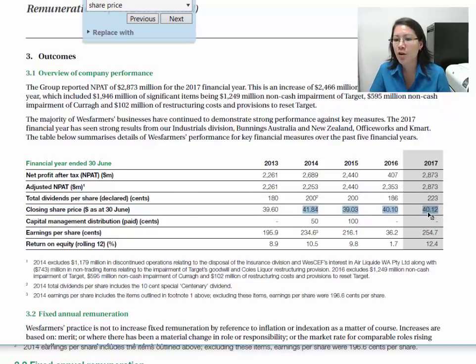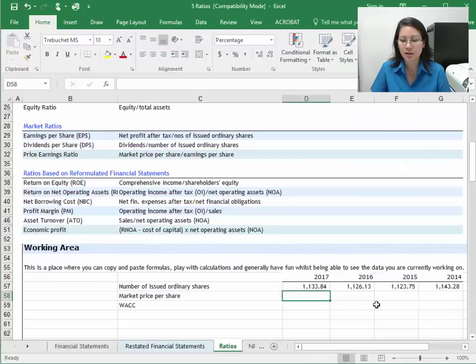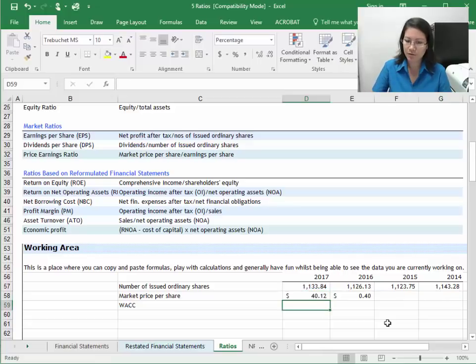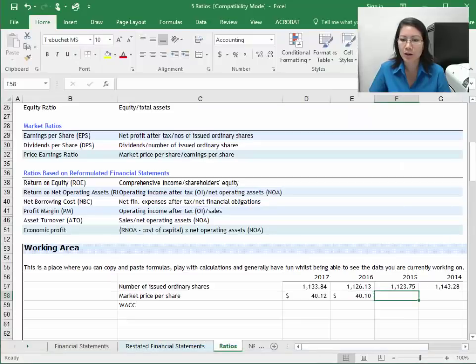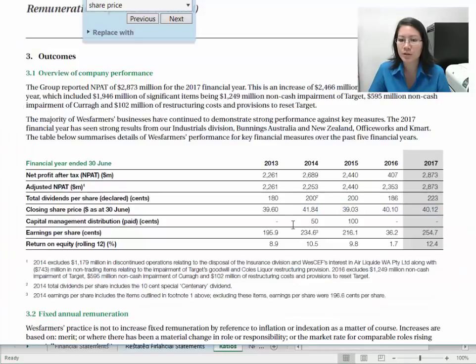So I'll just go and enter them in. So $40.12, $40.10. It's putting it in percentages. I want that one in dollars, actually. 40.12, 40.10, 39.03 and 41.84. Yeah, that's right. Okay, so I've got my share price. So that was nice and easy for me.